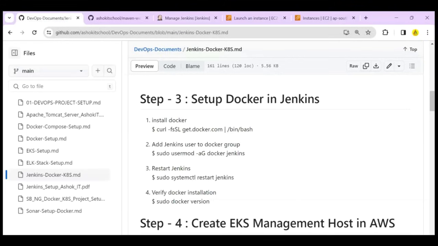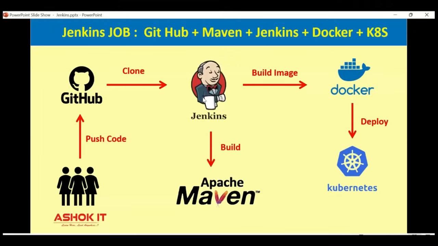Why? Because as you see in our diagram, Jenkins machine should communicate with the Git to get the code. Git client is already available in the Jenkins machine. Jenkins should communicate with the Maven to do the build. Maven is configured as a global tool. Now Jenkins should build a Docker image. So Jenkins should communicate with the Docker. So that's why we need to install the Docker in our Jenkins machine.